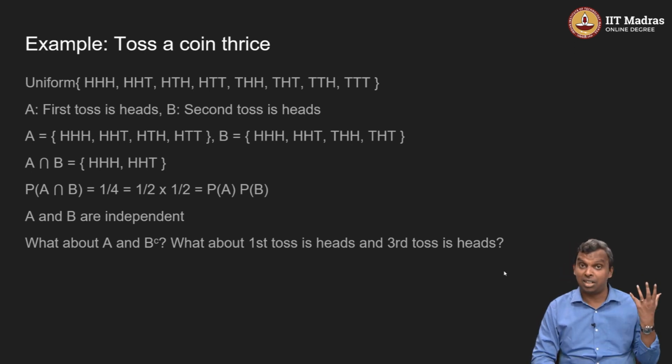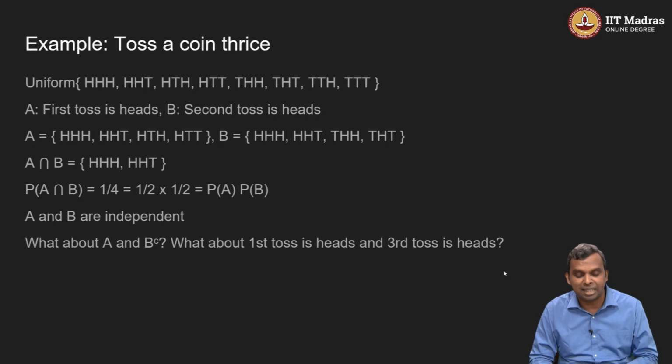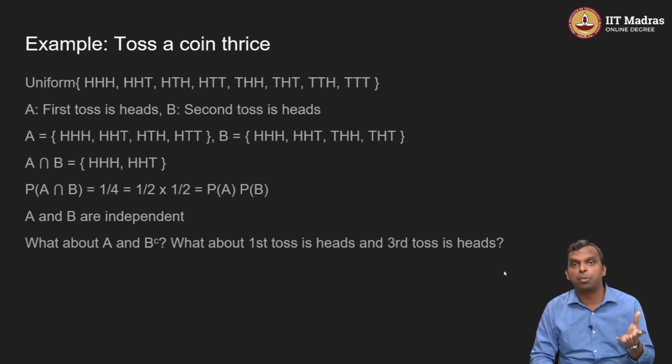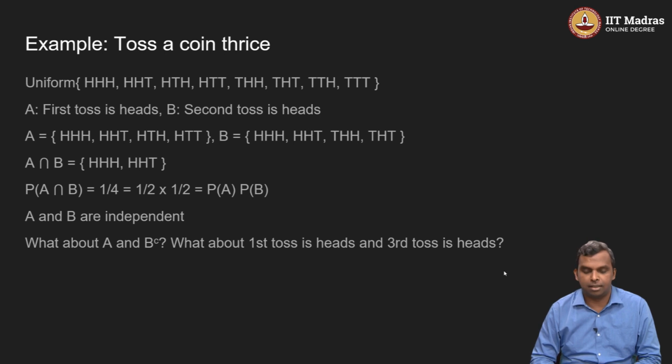Now, what is our definition? Our definition involves A intersect B, right? It's a bit complicated. Let's see if that's satisfied. So, what is A intersect B? First toss should be head and second toss should be head, right? So that should be H, H, H, H, H, T. You can go through the events here and you can see that that is satisfied, right?